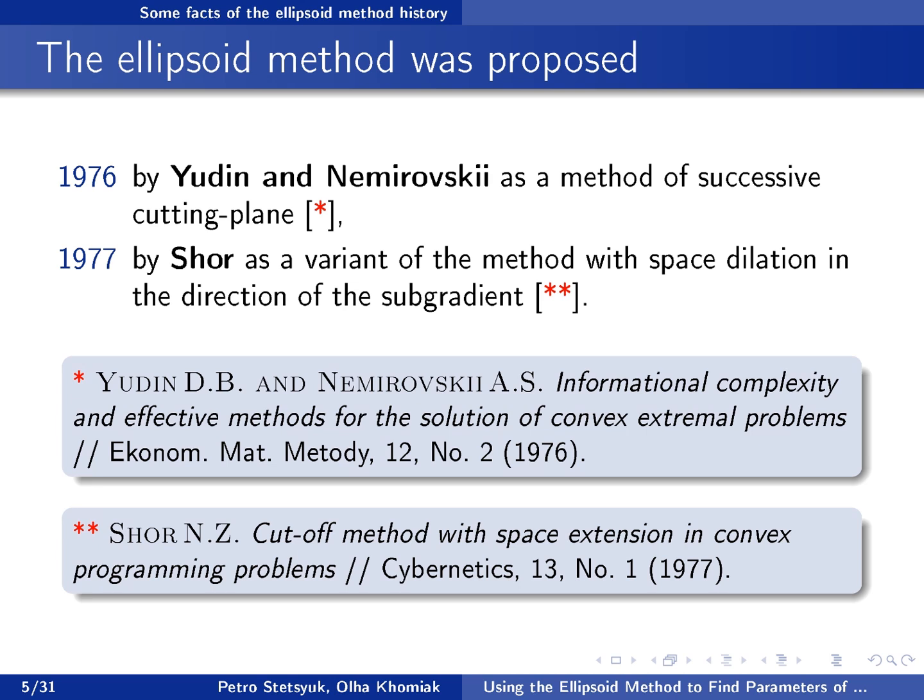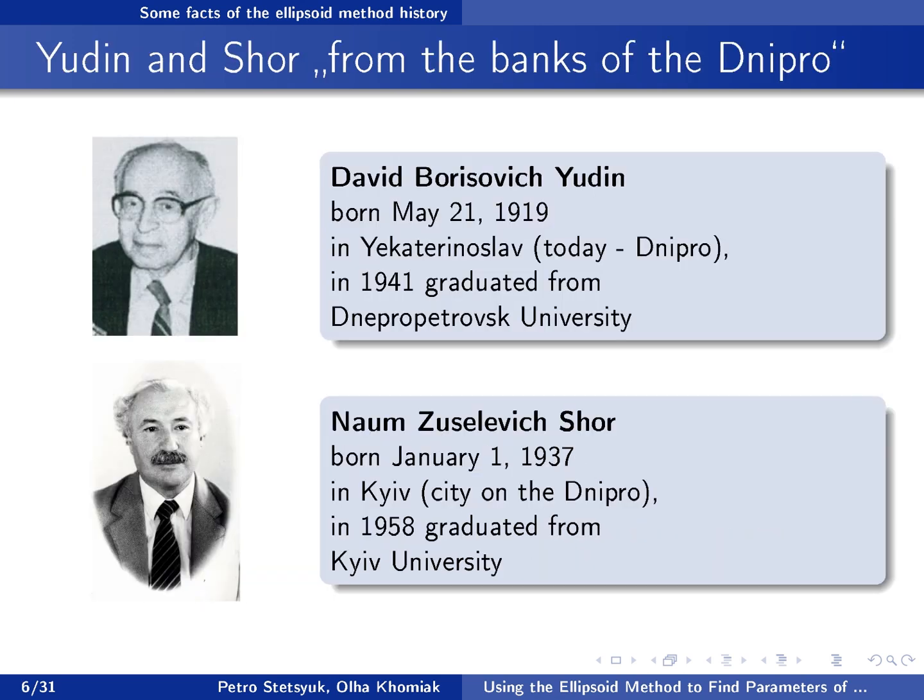A few months later, in 1977, the ellipsoid method was proposed by Naum Shor as a variant of a method with space dilation in the direction of a subgradient. This was done in an article that was published in the first issue of the journal Cybernetics. All 3 authors of the ellipsoid method were familiar with each other and maintained close scientific ties.